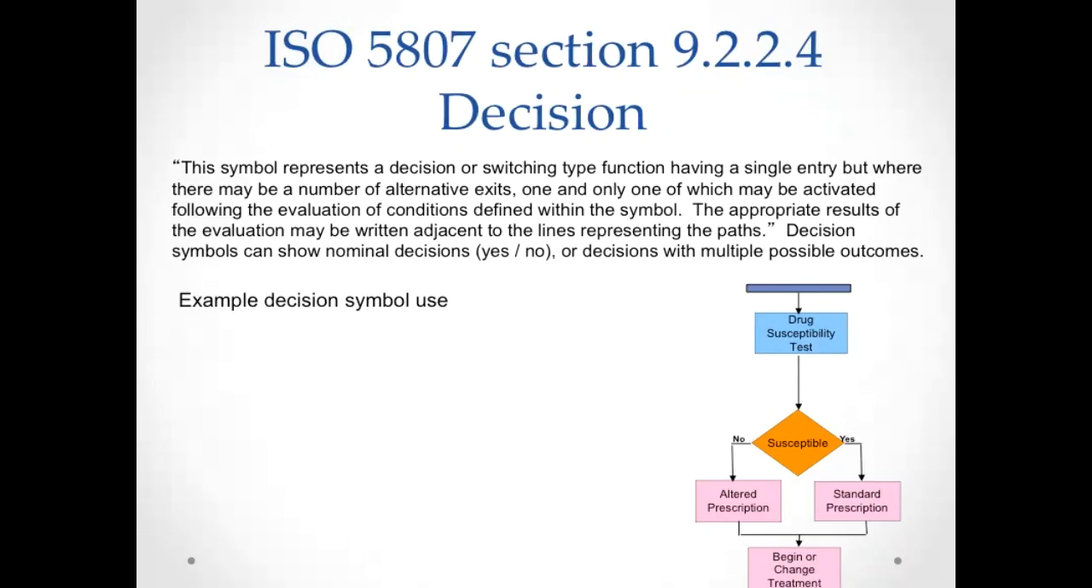So here they do a drug susceptibility test, and what grows out in the culture is either, say yes, it's TB, so it's actually a drug for the mycobacteria. If it's susceptible, then they give them the standard prescription. If it's not susceptible, they give them an alternate prescription for the drug. And then after that, they either begin or change the treatment for the patient. So by virtue of having that decision there, you're showing that there are different paths, different steps that occur based on the answer to that decision. Does that make sense? Okay.